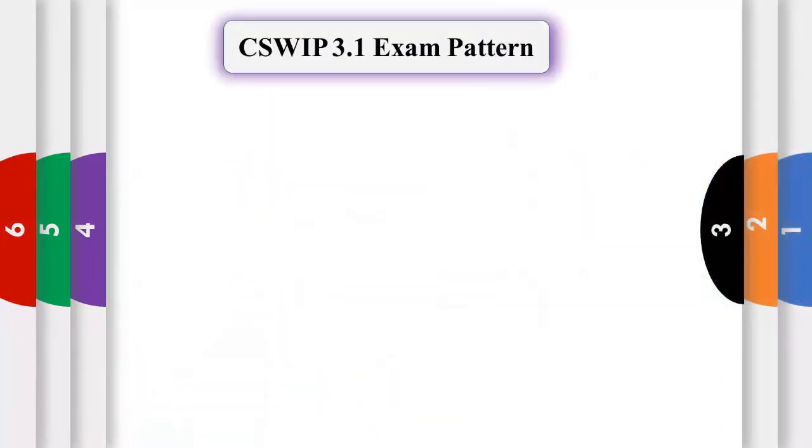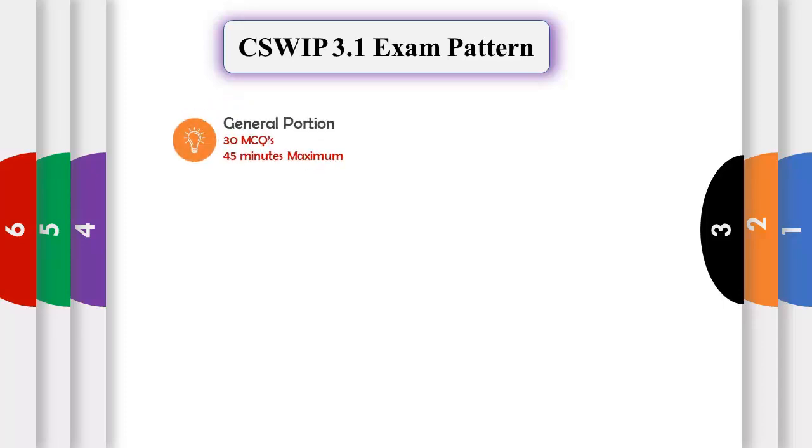Now we should proceed to the next slide. Here I will tell you about the CSWIP 3.1 exam pattern. The exam consists of 5 portions. Each paper will consist of multiple choice questions, MCQs. The first 3 portions are theoretical and the next 2 are practical.